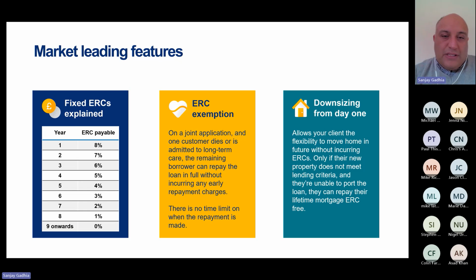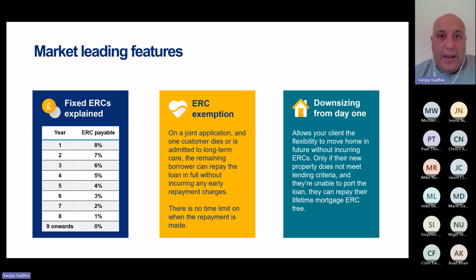So trigger 1 for downsizing protection is a customer purchasing a property in the UK, and at that point in time, the property does not meet our criteria. And a second trigger for downsizing protection is if your customer opts to move abroad.